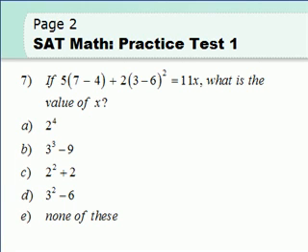Problem number 7. If 5 times (7 minus 4) plus 2 times (3 minus 6) squared is equal to 11x, what is the value of x? Okay, this is a problem of order of operations. So first, let's review the order of operations. First, we do parentheses. Then we take care of exponents. And third, we take care of multiplications or divisions, whichever one comes first from left to right. They have the same priority.